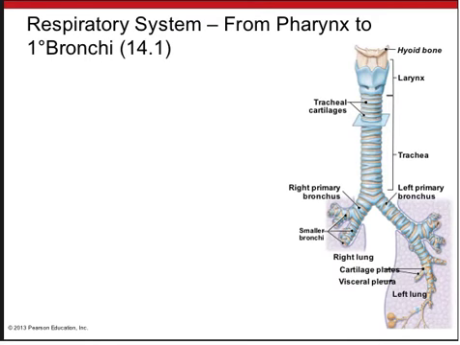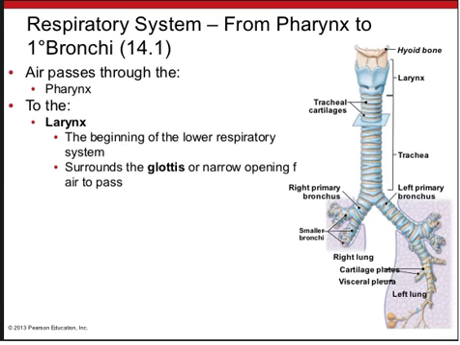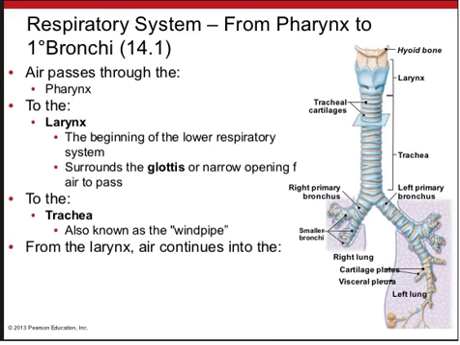Okay, from the pharynx to the primary bronchi, air passes through the pharynx to the larynx, which is the beginning of the lower respiratory system. It surrounds the glottis, which is a narrow opening that allows air to pass into the trachea. It's covered by a flap of tissue called the epiglottis, which closes when we swallow in order to keep food and water from going down the windpipe. This leads to the trachea, also known as the windpipe.